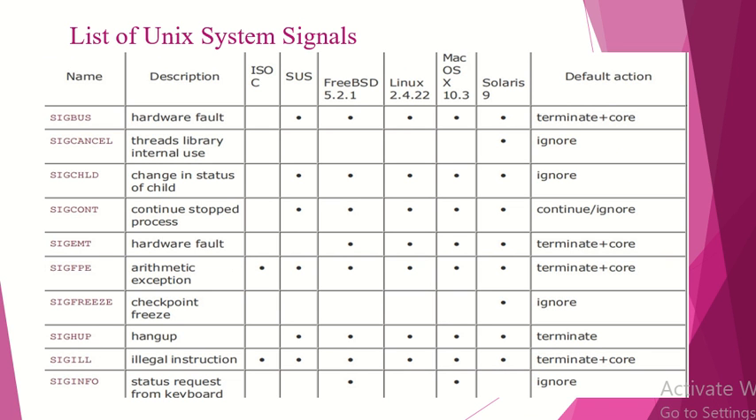Here is the list of Unix signals with their description and default action. Let's see: SIGBUS, SIGCANCEL, SIGCHLD, SIGCONT, SIGEMT, SIGFPE, SIGFREEZE, SIGHUP, SIGILL and SIGINFO. When we are dealing with SIGBUS, it has a description like hardware fault, meaning SIGBUS occurs because of a hardware fault, and the action taken here is terminate plus core, meaning that the process is terminated and it generates a core file. Core means core file.